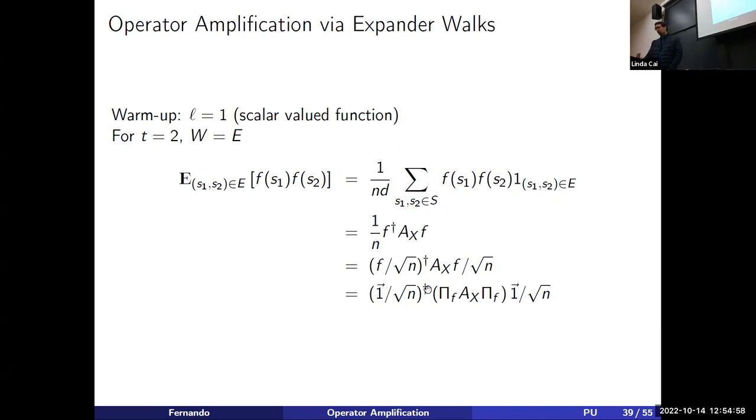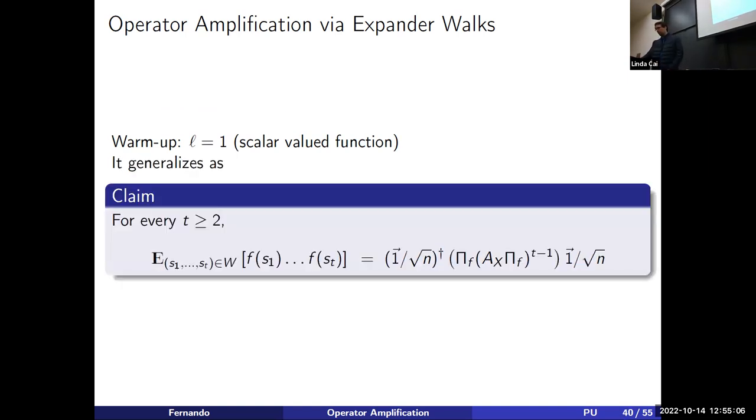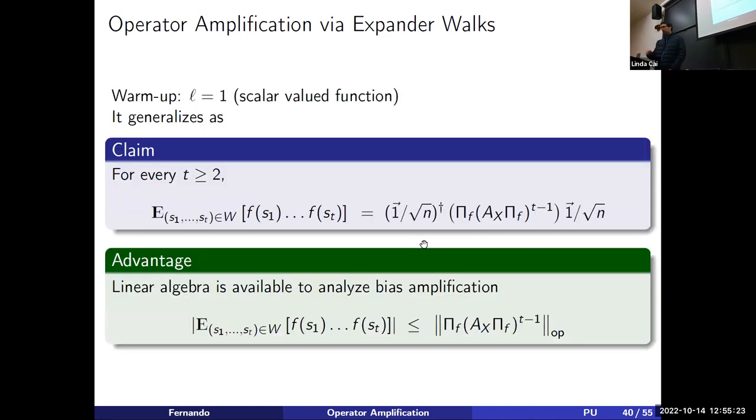But why was this important, right? We want to understand this, right? But now we have a matrix expression to understand the quantity that we want, right? That's very helpful, okay? And it's not hard to generalize this, right? So if you take longer walks instead of just two, if you take larger things, it generalizes nicely in this form, right? We have t minus one of these operators, and you have this expression.